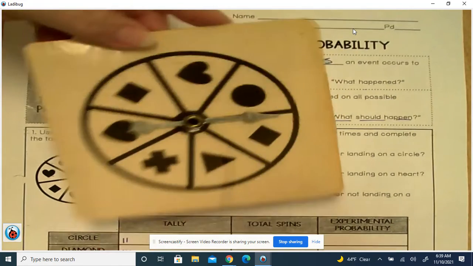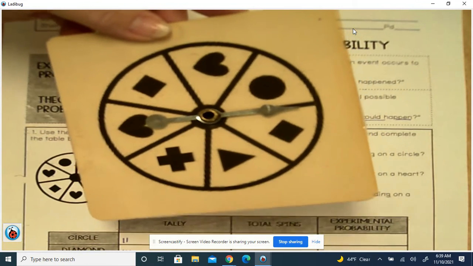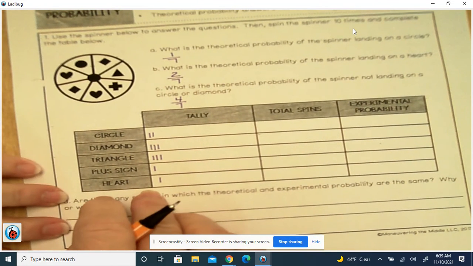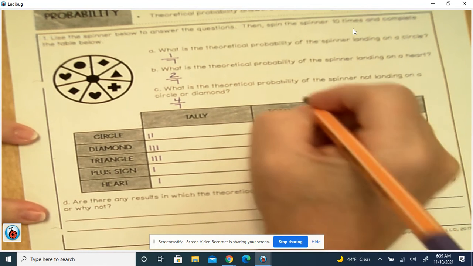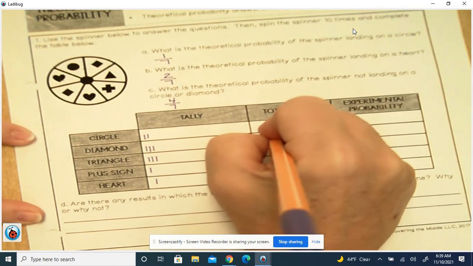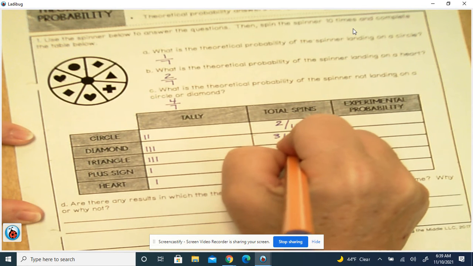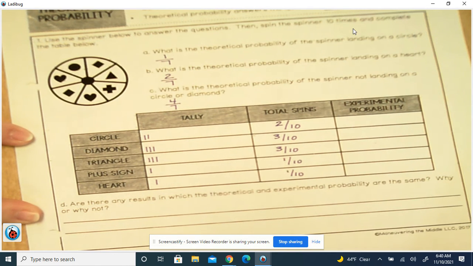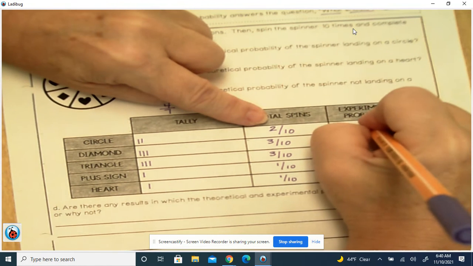So I've spun, let me tilt that up. Okay, so I spun this spinner 10 times and got this data right here. If we fill that in, the total spins would be 10. So 2 out of 10, right? Because we spun it 10 times. 3 out of 10. 3 out of 10. 1 out of 10. And 1 out of 10. So the experimental probability here is going to be 1/5, because that can be reduced.